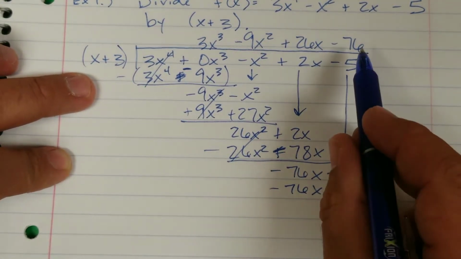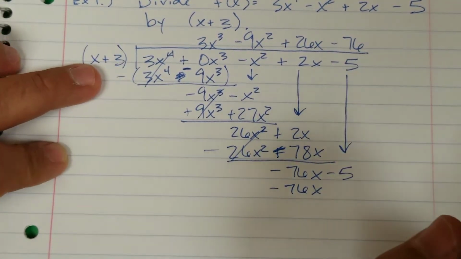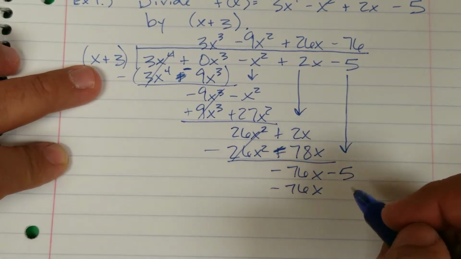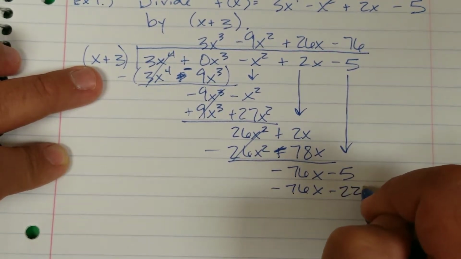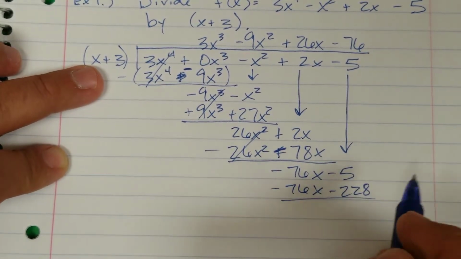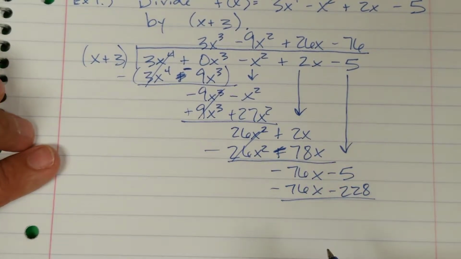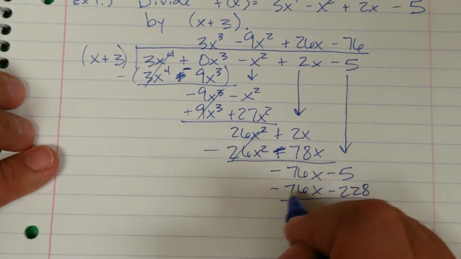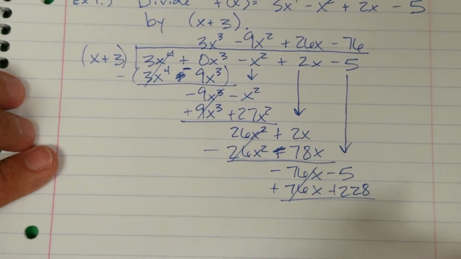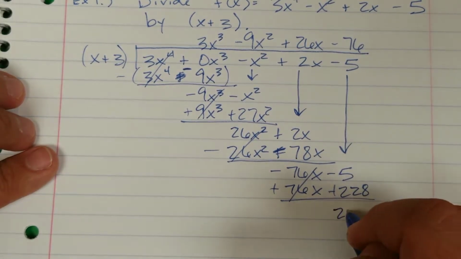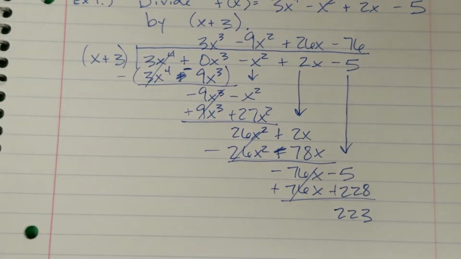And then negative 76 times 3 is a negative 228, I believe. Hope so. When I subtract this, signs change. That crosses out, and we end up with a 223. There's my remainder.